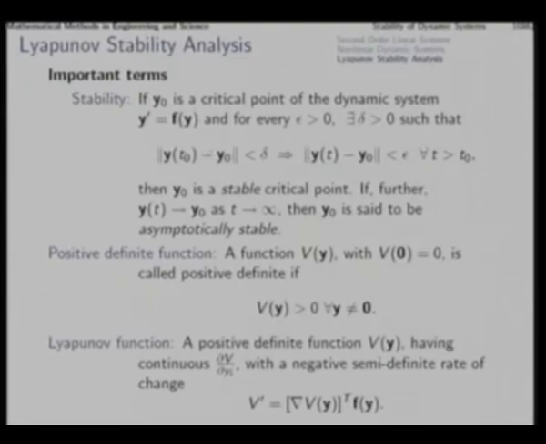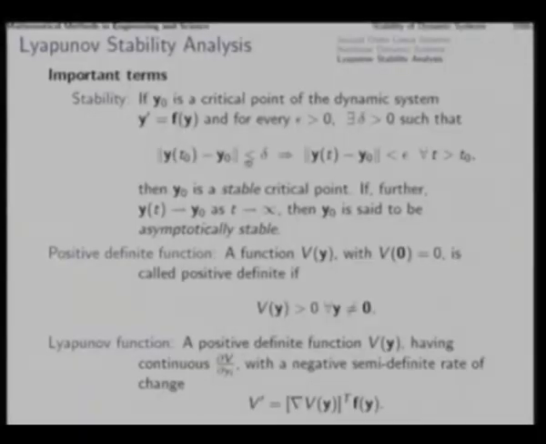What is the idea here? If you prescribe epsilon, that is, if you ask whether your system will remain within this much distance of the critical point, then you answer that yes, it will remain if you start sufficiently close, say within delta distance. If you can prescribe such a delta for every given epsilon, then you say that this point y0 is a stable critical point. That is, if you can keep the system close enough by starting close enough, then it is a stable critical point.